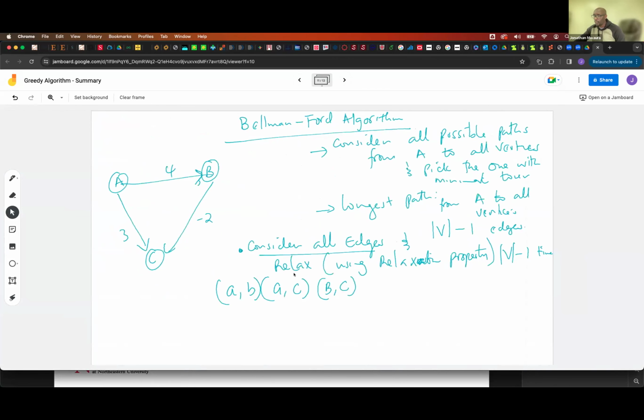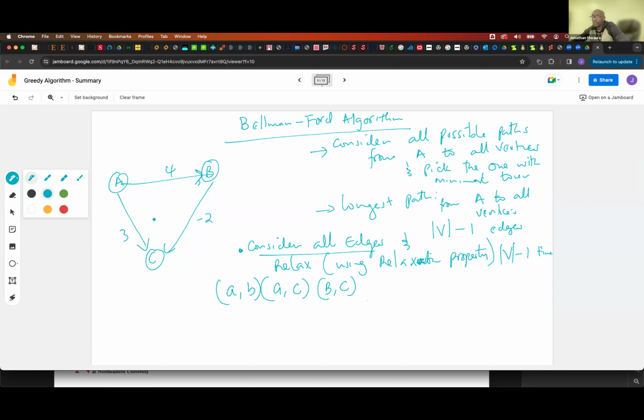Okay, here we are. So we're going to relax these edges that we have here, and we are going to relax them V minus 1 times. So what's V minus 1 times? The value of V is 3. So we have 3 vertices, and we want 3 minus 1. So we just need to repeat this whole process 2 times. So we're going to relax all edges, in our case here, 2 times.